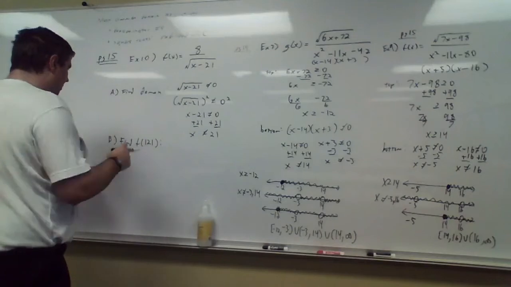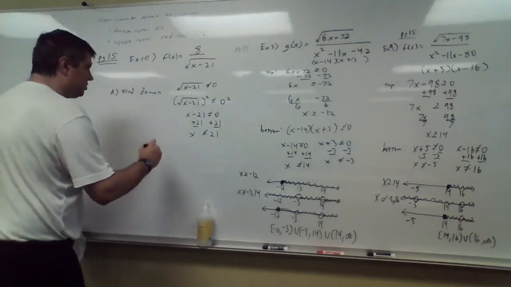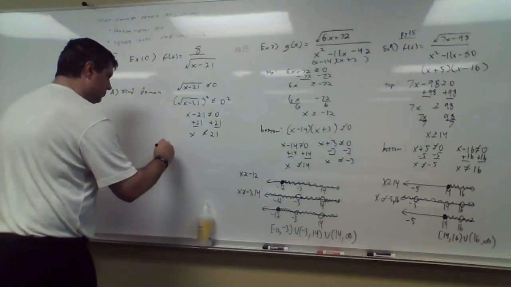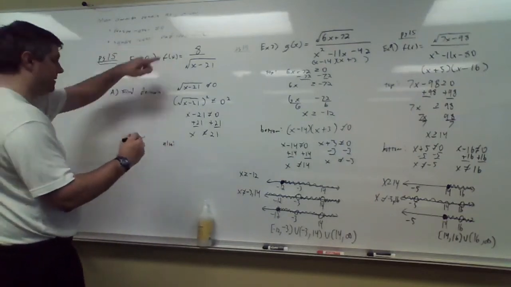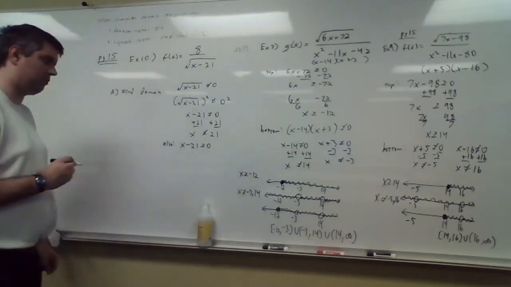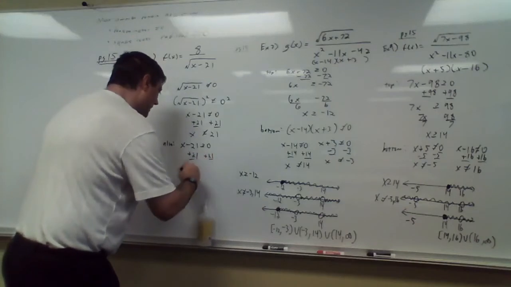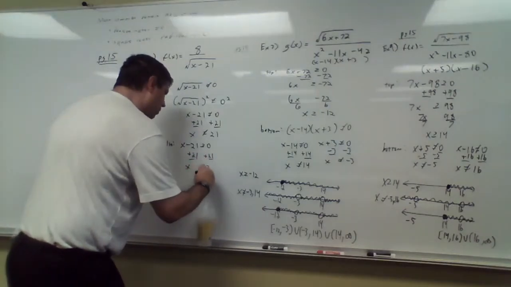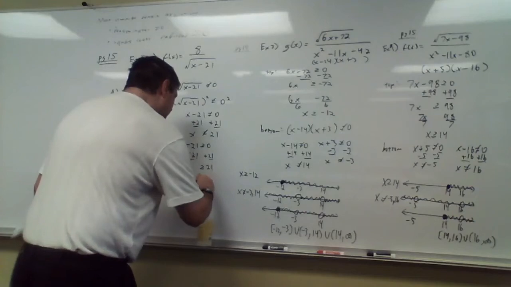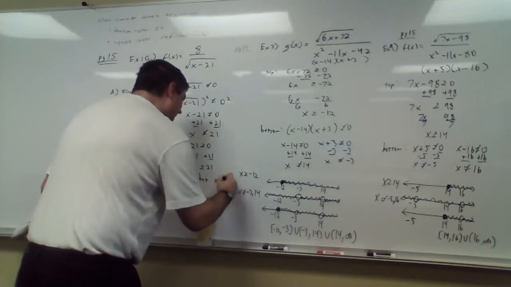Okay? And also, I'm going to continue the problem over here. Also, the radicand has to be greater than or equal to 0. So x minus 21 has to be greater than or equal to 0. So add 21. x has to be greater than or equal to 21. But x cannot equal 21. We saw that before.